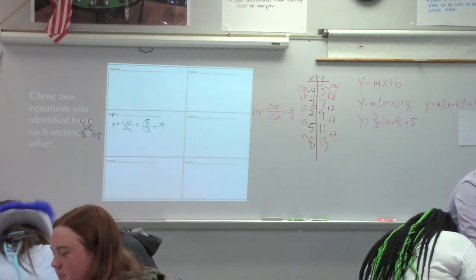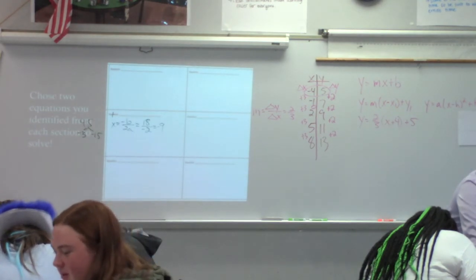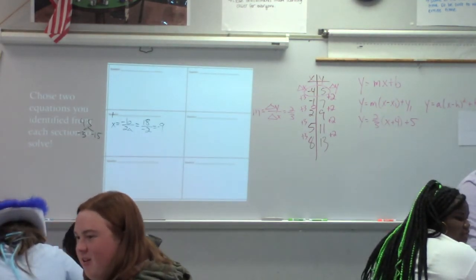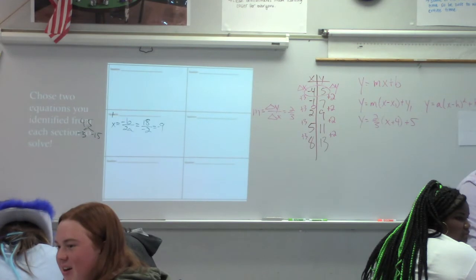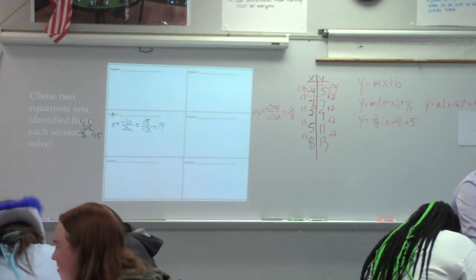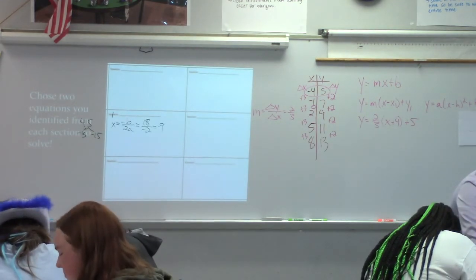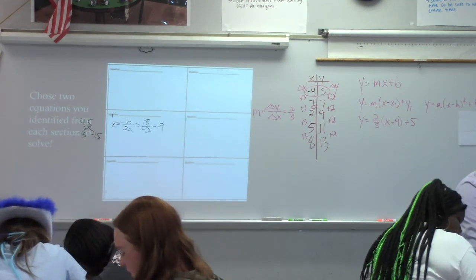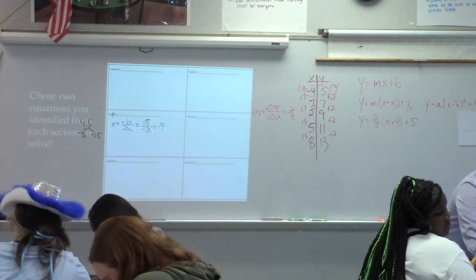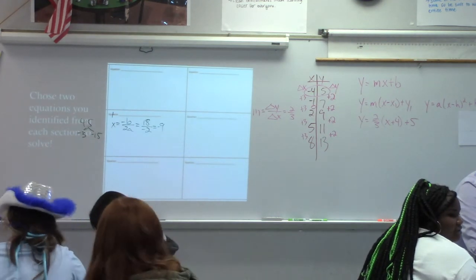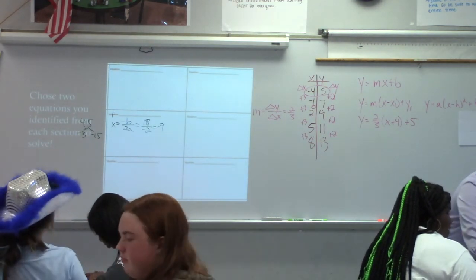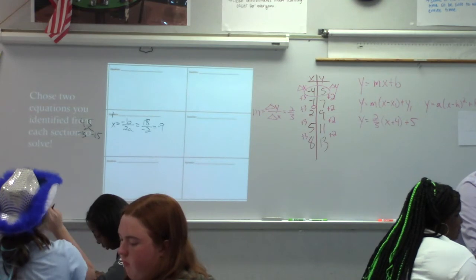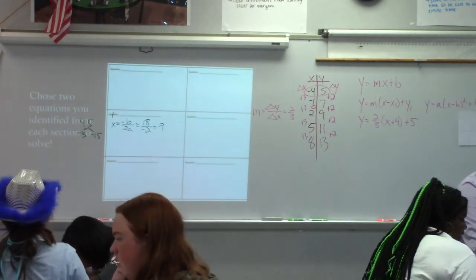So, A. We plug it in to the quadratic. The B is going to be the opposite. Why couldn't we do capital letters instead of lowercase? There's a lowercase letter.